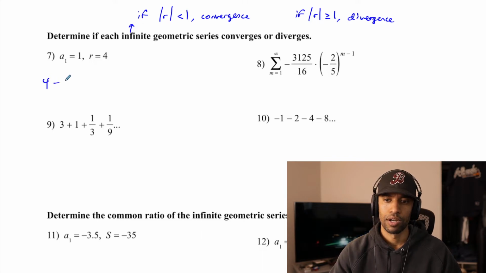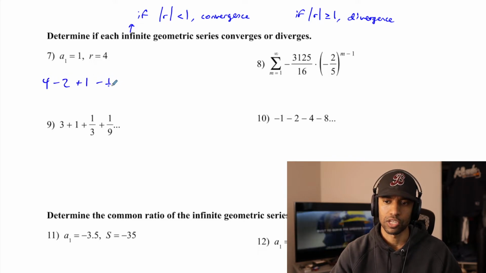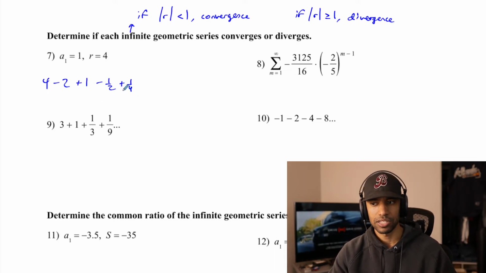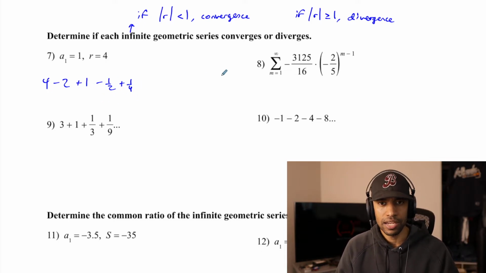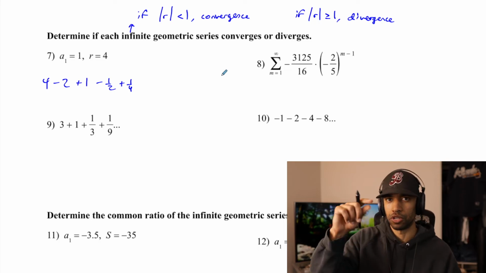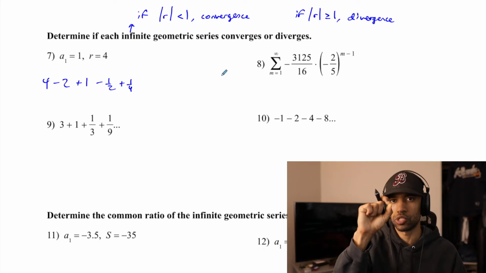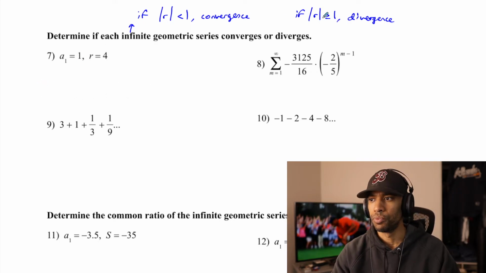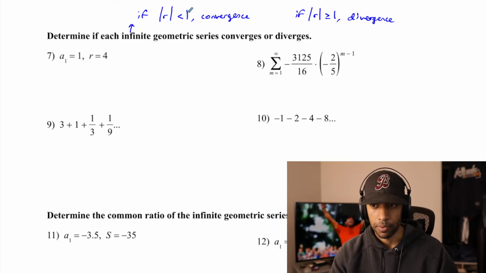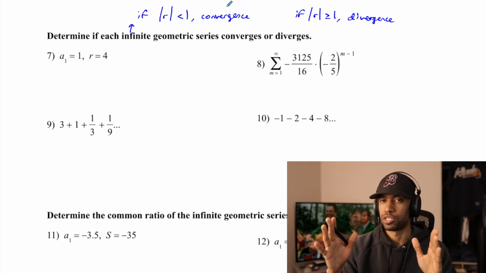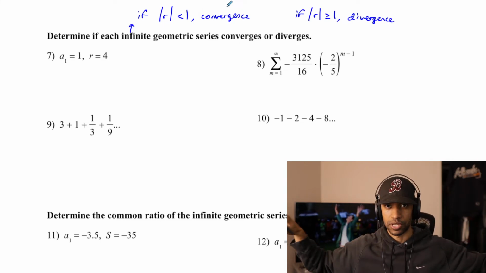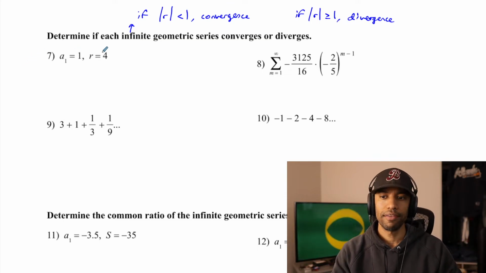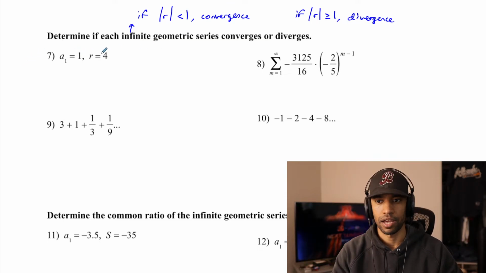If I do 4 minus 2 plus 1 minus 1/2 plus 1/4, common ratio like that, if I alternate signs over and over, that's not going to change the fact that it will still converge. It'll go up, down, but it'll shrink toward a certain value, which we were kind of looking at before. So there's convergence if the common ratio is between negative 1 and positive 1, and divergence if it's outside of that. Okay, so all we have to do really is in each problem just look at what your common ratio is.